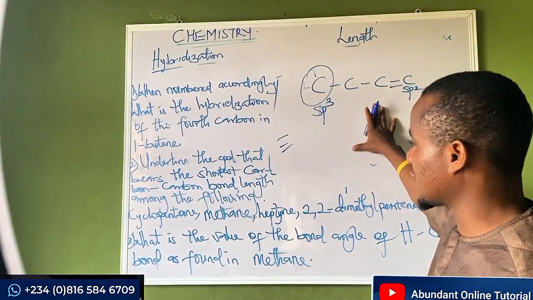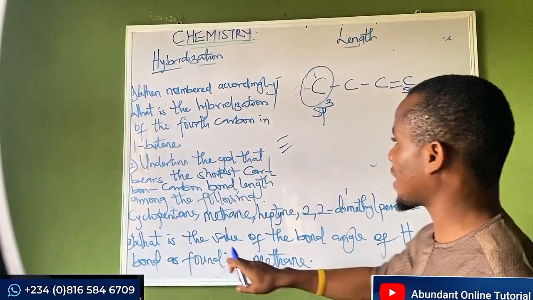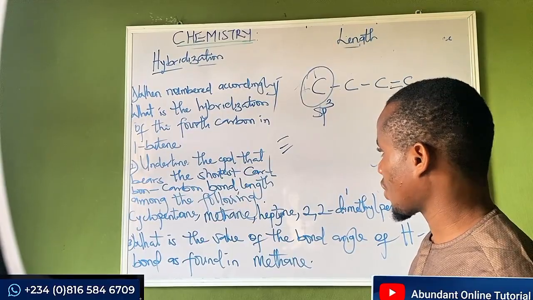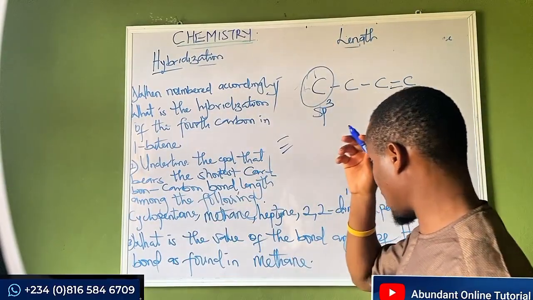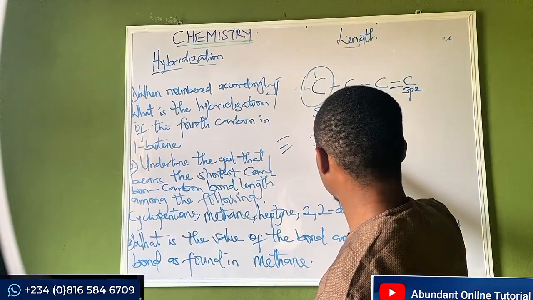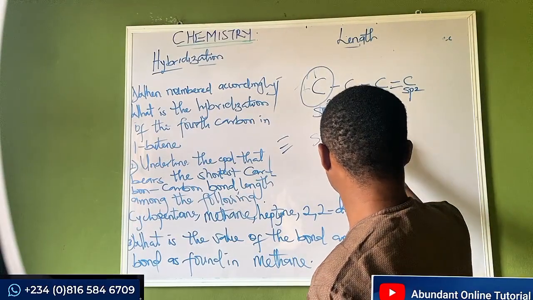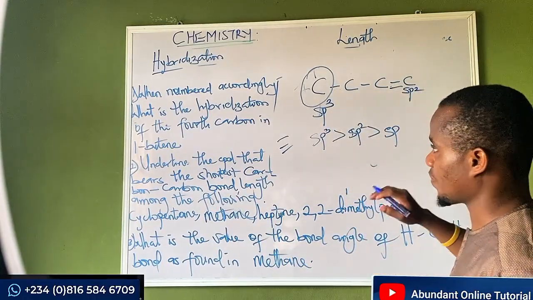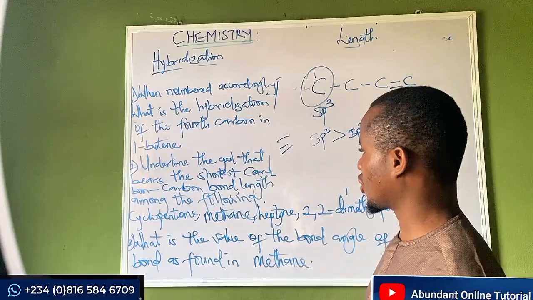So the next one, it says underline the compound that bears the shortest carbon to carbon bond length among the following. Okay, and I've told us that it follows this pattern: sp3, sp2, and sp. That means the shortest is the sp, and they are asking us for the shortest.